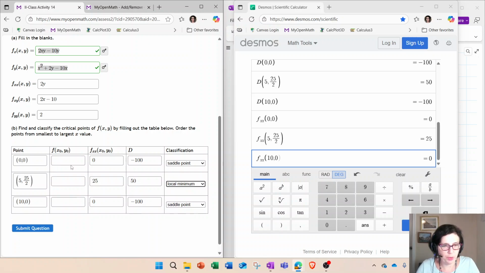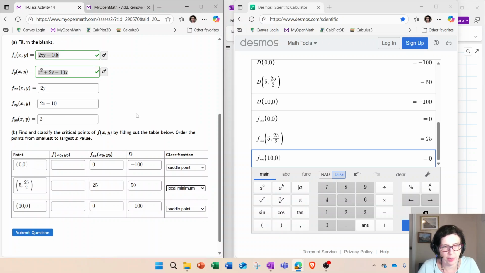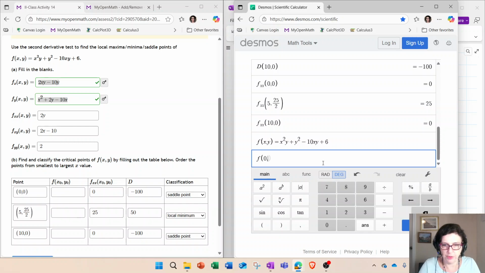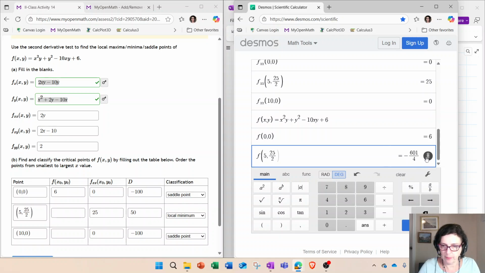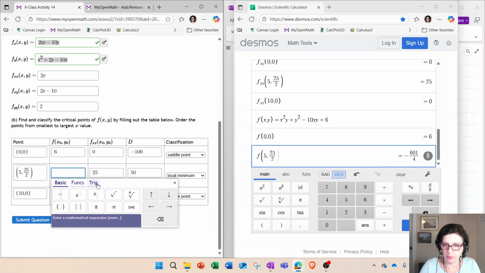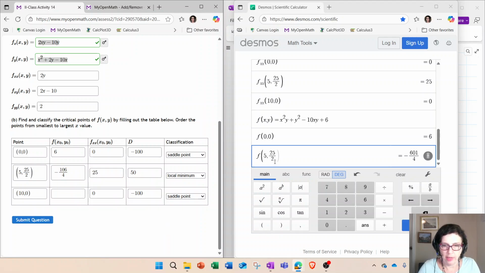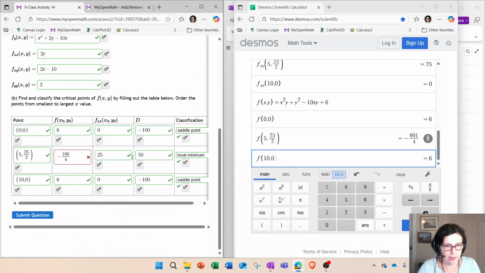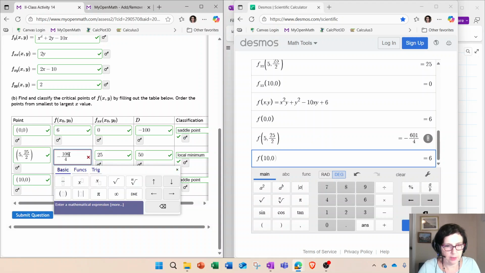And then the last thing they want is to determine the z coordinate of each of these points. Like where is it located on that surface? For that, I actually have to enter the original function into Desmos so I can plug in the points. So f of 0, 0, that point is going to be a saddle point. If I do this 525 halves, I do not know if they want a fraction, probably, so I'll just put that in there. And f of 10, 0 is going to be 6. Okay, it does not like it because I did not type it correctly.